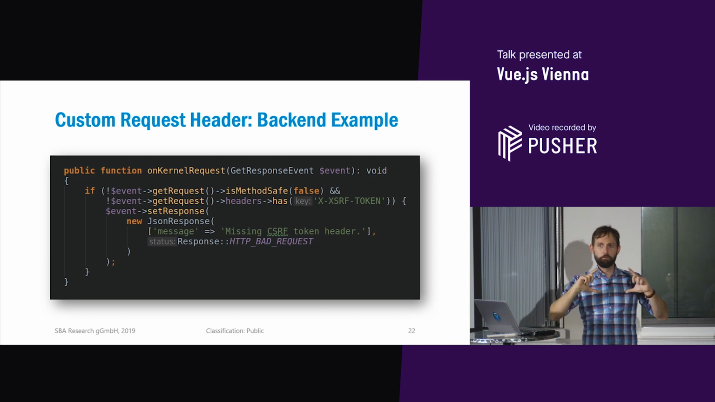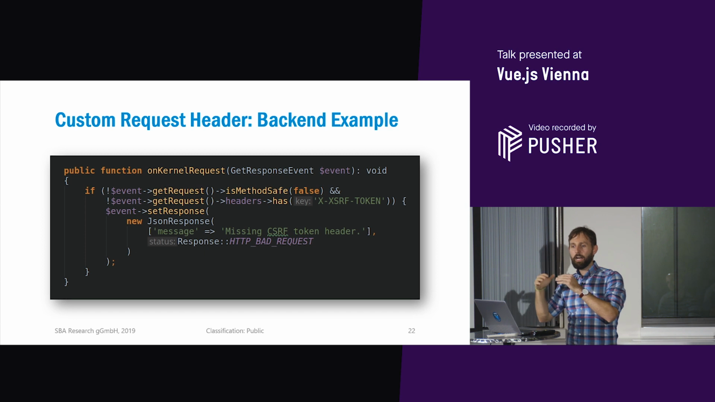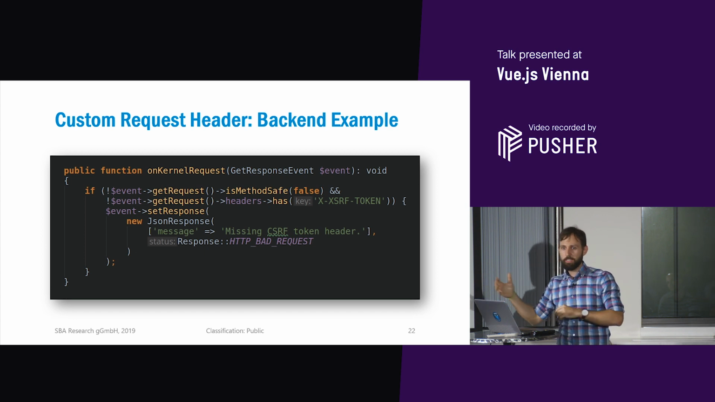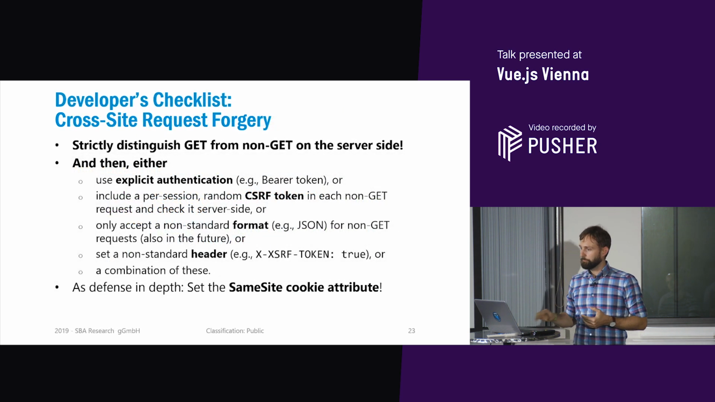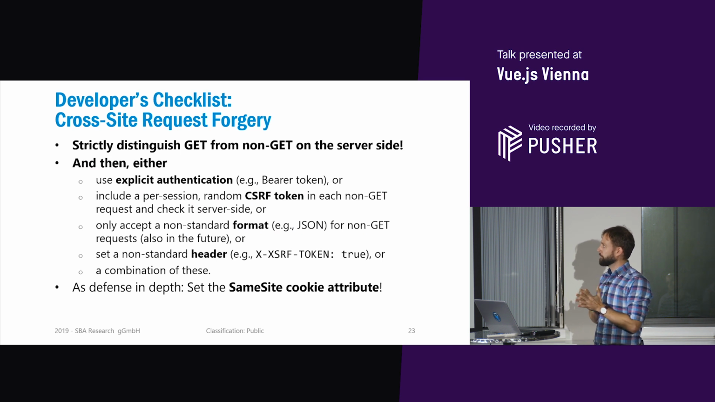That's why I said if you take a step back and look into detail how same origin policy in this case and implicit authentication work, you can come up with elegant solutions that don't need any CSRF tokens. So, developer's checklist for a cross-site request forgery.